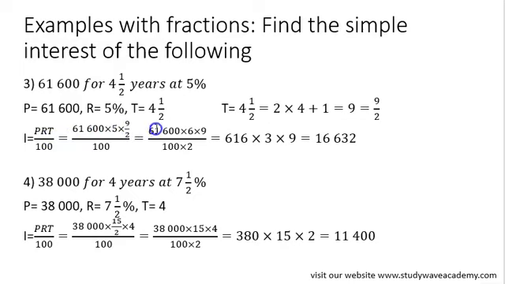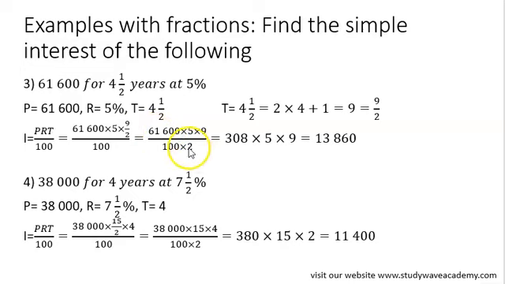You write equals 61,600 times 5 times 9. The 2 goes down, okay? It goes down, so it will be 100 times 2. Do you understand? Now we look for numbers that can cancel. So first off, we cancel our zeros. 0 cancels 0, 0 cancels 0. So here we are left with 616.